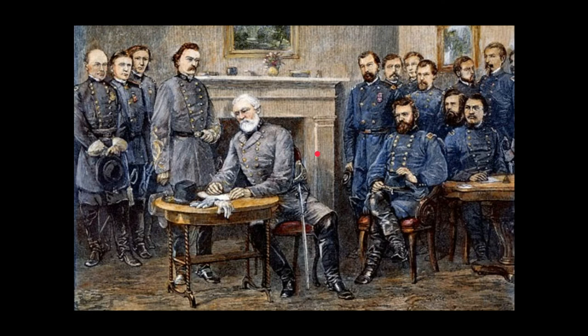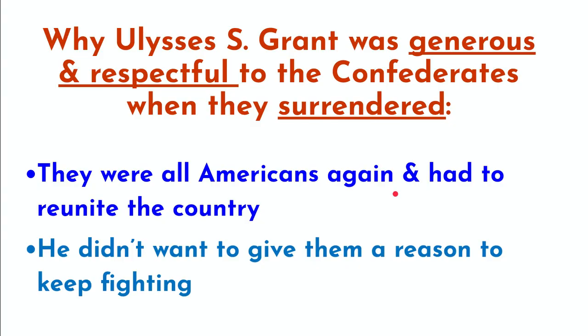Robert E. Lee surrenders the Confederate Army to Ulysses S. Grant in a little tiny town called Appomattox Courthouse. Ulysses S. Grant was very respectful and generous to the Confederate soldiers, made sure they had food, made sure they had medical supplies, made sure they were treated well, because he knew once that war is over, we're all back to being on the same side again. We're all Americans, and we have to reunite the country. And he also didn't want to give them a reason to keep fighting.